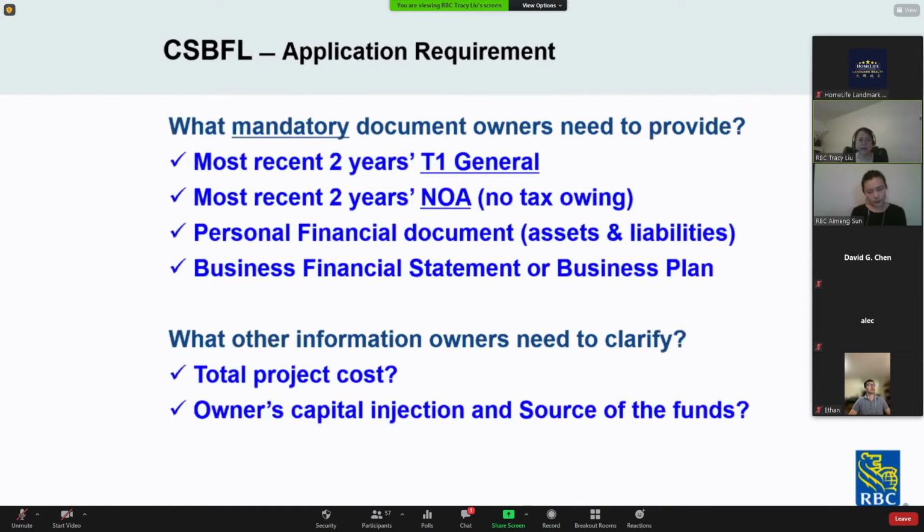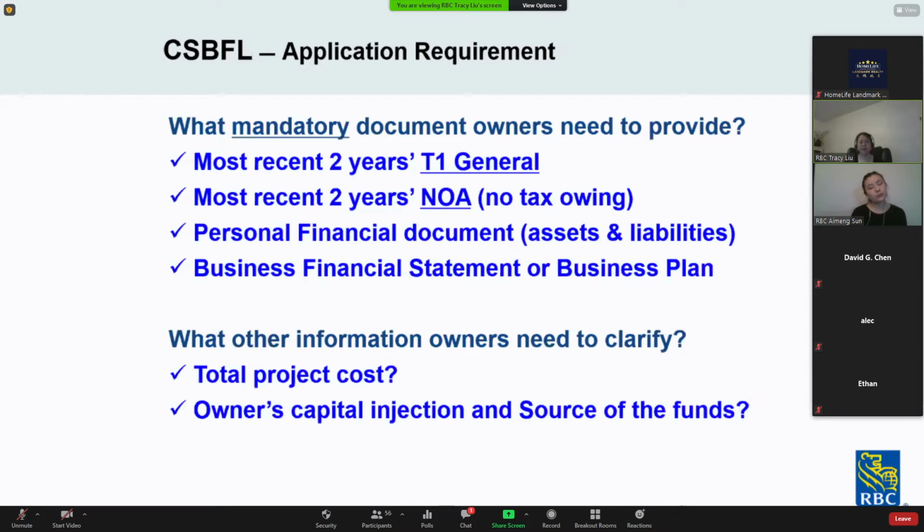So for the application, what we require, because this is still credit related, is these specific personal documents as well as business documents. But case by case, if you come in with an application for a specific client, then we can send you a detailed list regarding the case.